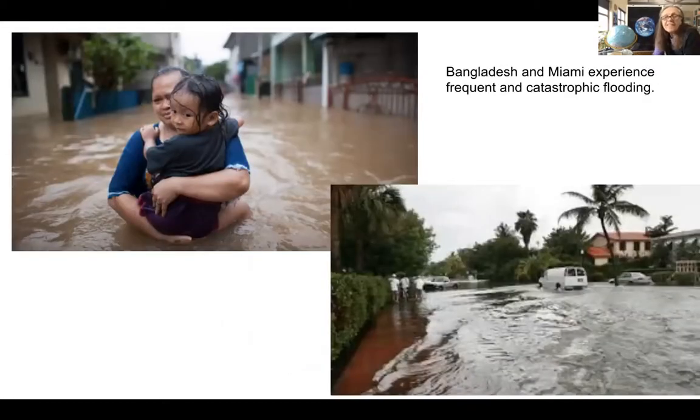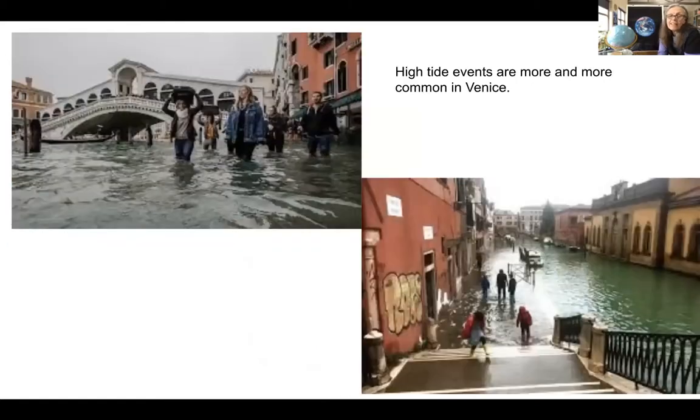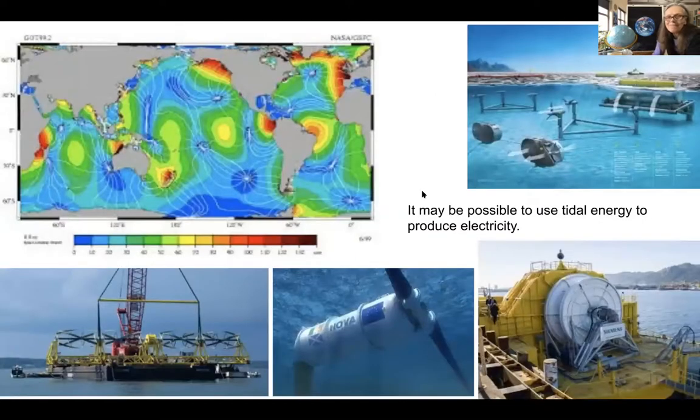So here are some places that experience frequent and catastrophic flooding. Bangladesh, the whole country is almost at sea level, so they're in big trouble. And Miami, of course, is also very low and subject to lots of flooding on a regular basis. And famously, Venice, which is also sinking at the same time. Here are the tourists. You think you're going to be a tourist and you end up having to wade through knee-high water.